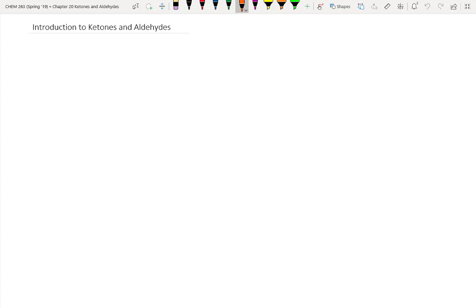All right, so we're going to go straight into the next chapter, chapter 20 in the Klein textbook. And that's all about ketones and aldehydes. He lumps them together into one chapter because they have pretty similar reactivity for the most part. But before we get too far, let's talk about naming these. I'm not going to go into this in a whole lot of detail, but it does get kind of confusing, so I wanted to slow down and cover it.